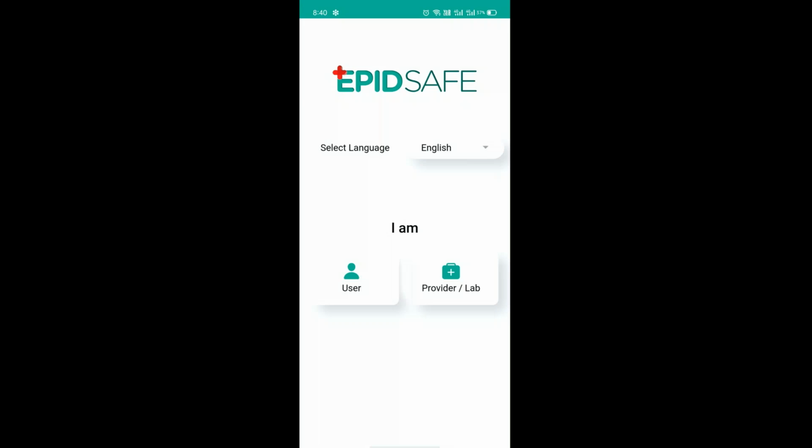Okay, so this is for the pandemic passport. We have two different types of login, one for user, one for provider or a lab. A lab is someone who actually tests the user to make sure they are not infected with COVID.